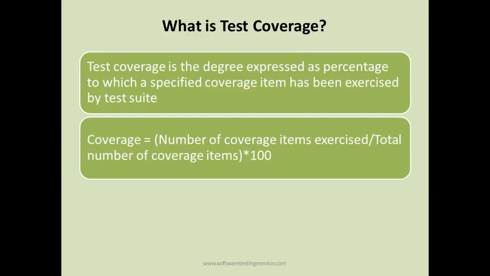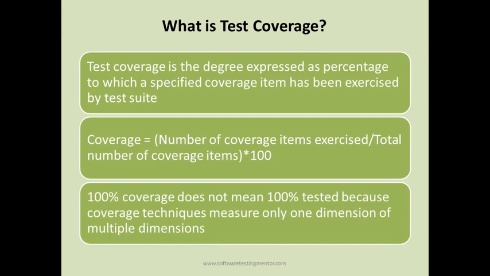The formula to calculate coverage is number of coverage items exercised divided by total number of coverage items, into 100. So whatever number of coverage items have been exercised till now, and suppose the total coverage items are 100, you have 100 requirements, and the requirements that have been exercised till now are say 80. So 80 by 100 into 100, so 80% coverage has been done.